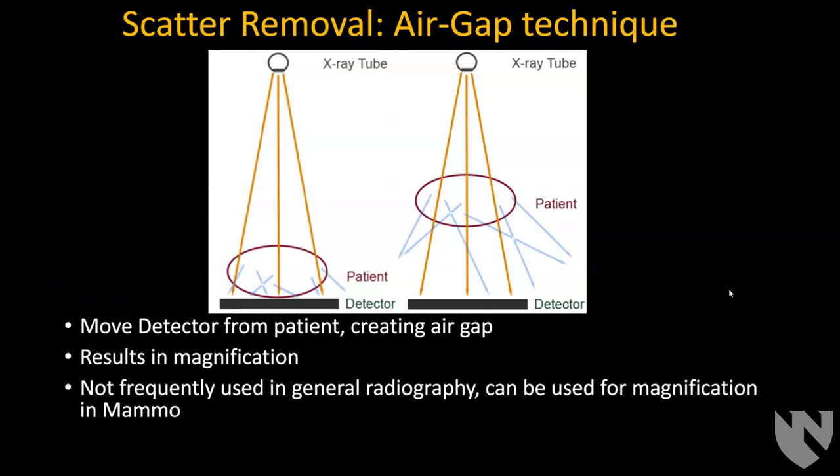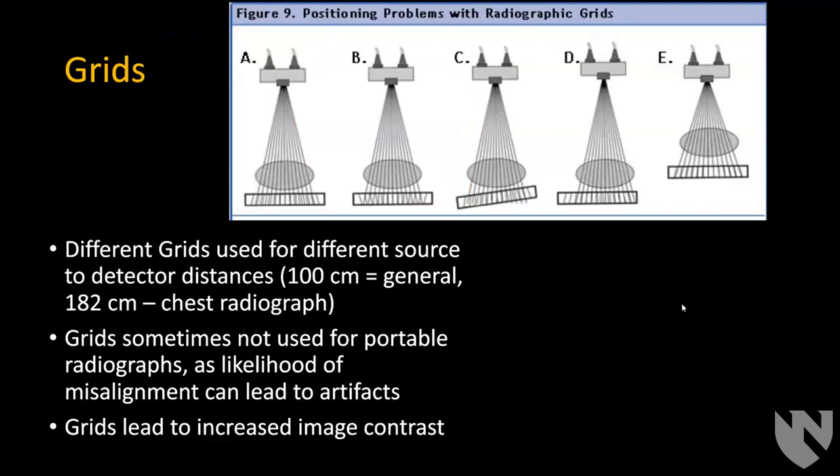Another way to try to remove scatter is to use an air gap technique, which, if you move the patient away from the detector, a lot of the scattered beams will go outside of the size of the detector, whereas the non-scattered beams will go to the detector, so you can improve your contrast that way. However, you'll also have issues with blurring of the edges, like we talked about before. Again, this isn't used a whole lot in general radiography, but it can be used for mag views in mammography.